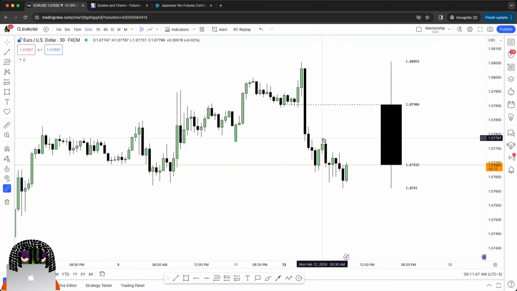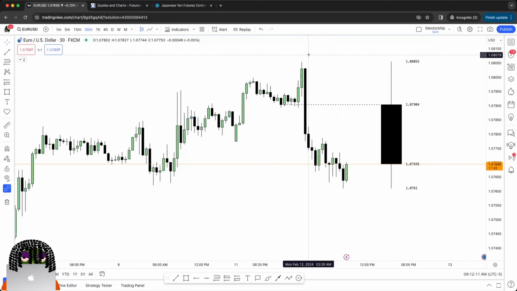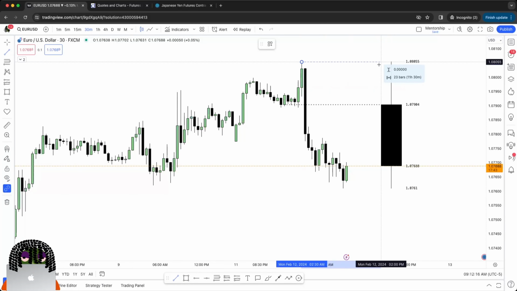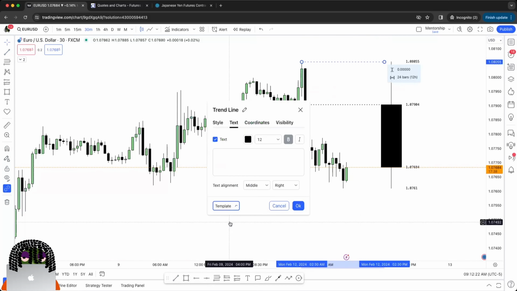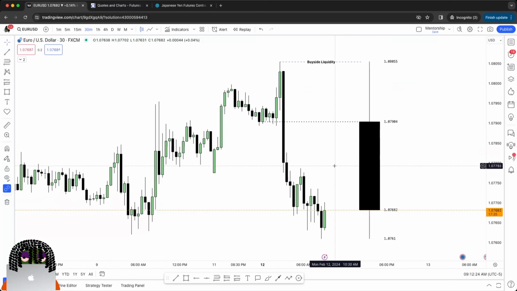If it breaks this high right here on Euro, and they gotta do it kind of convincingly for me, because it took liquidity, and then if it expands, go up, this could be a potential target right here. But I'm not taking multiple setups. I'm only taking one today.